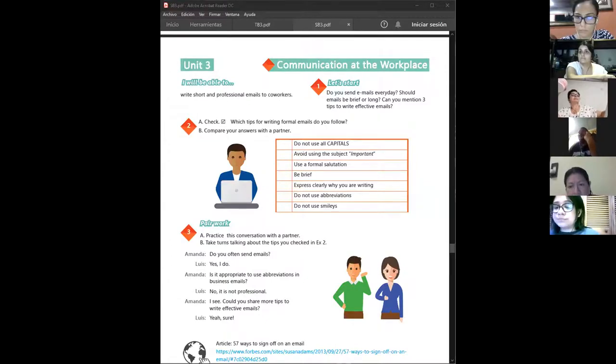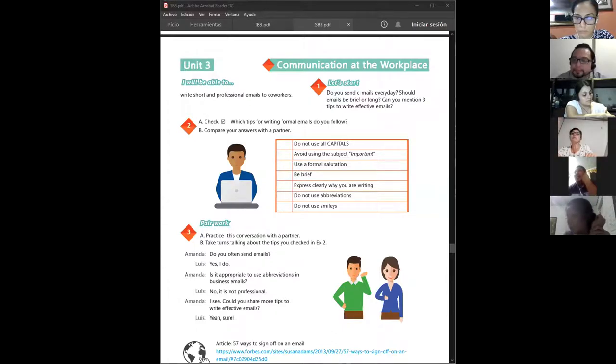Bueno, in my case, the mail can be brief or long. It depends on what we need to communicate. Okay, very good. It depends on what you need to send or communicate to the people who request that email. Or in case you start that email, you need to be very explanatory. Very good. What about Julia? Julia, what do you think? Second question.